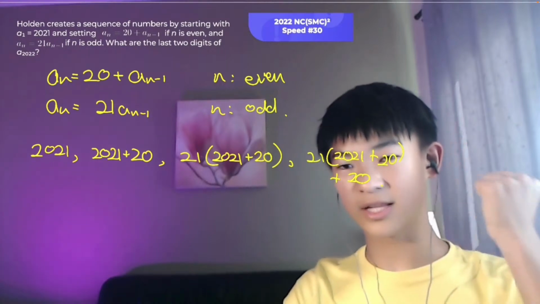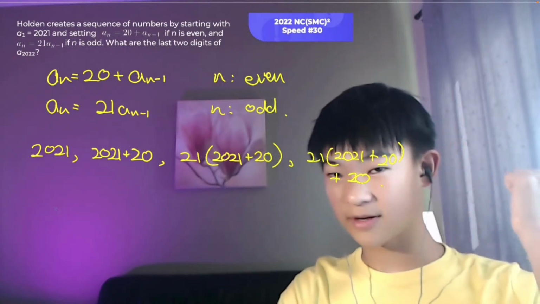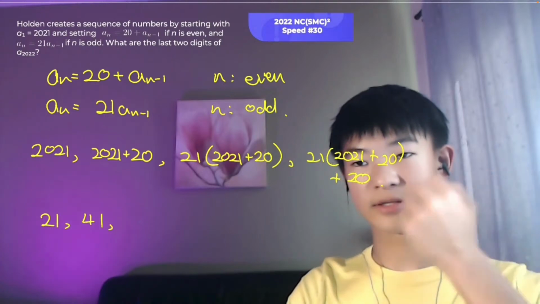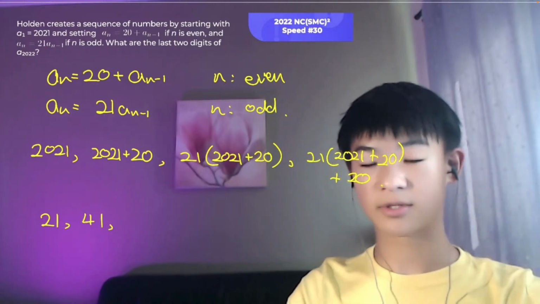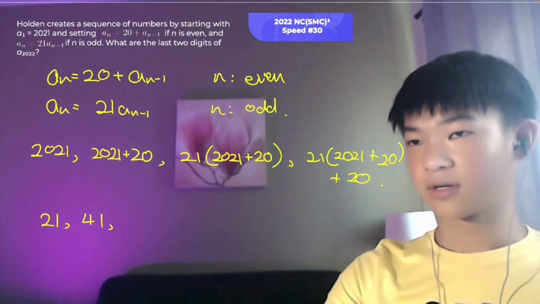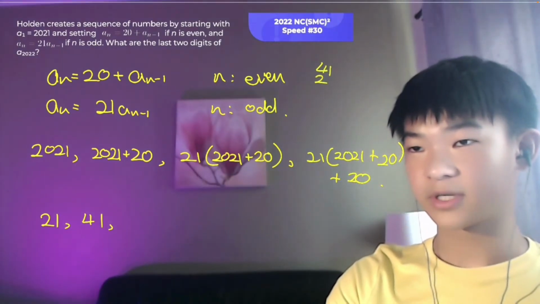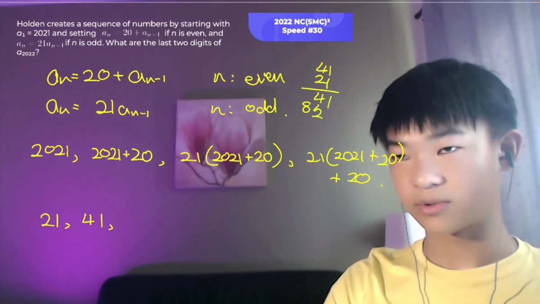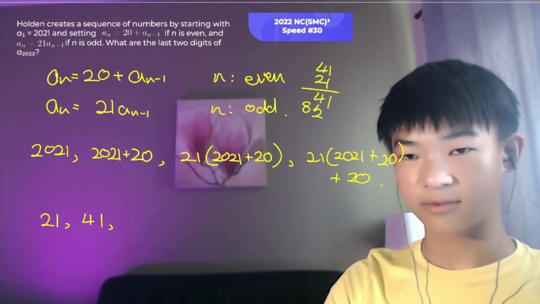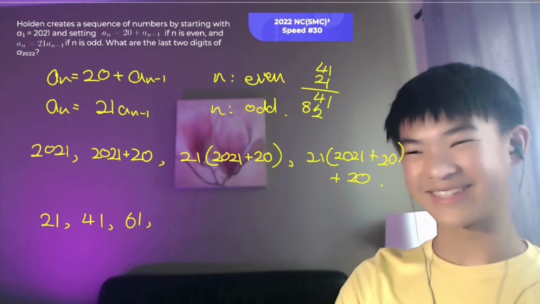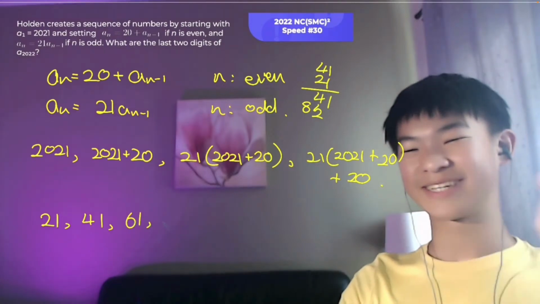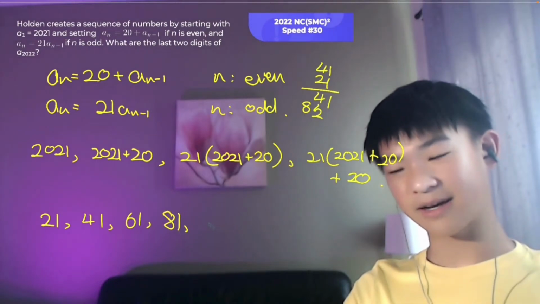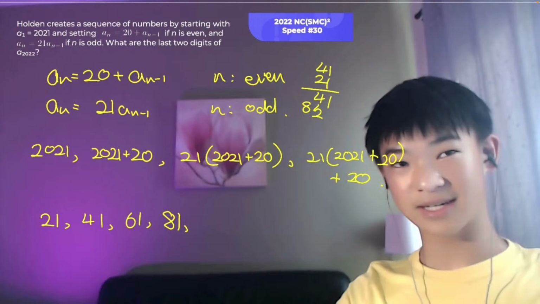Okay, so luckily, we're only trying to find the last two digits of a of 2022. So let's keep track of the last two digits now. We have 21, and then we have 41. And then since we're multiplying by 21, what's 21 times 41? Let's see. 21 times 41 is 41 plus 820, which would be 861. So 61. Okay, this is actually getting nice. And then we would have 81. And now after we add 20, it's time to multiply by 21 again.